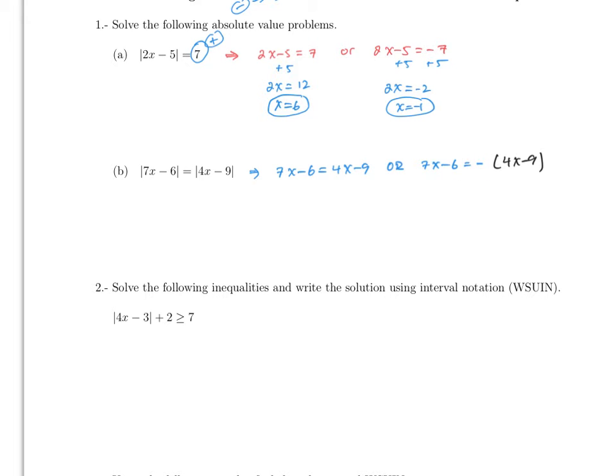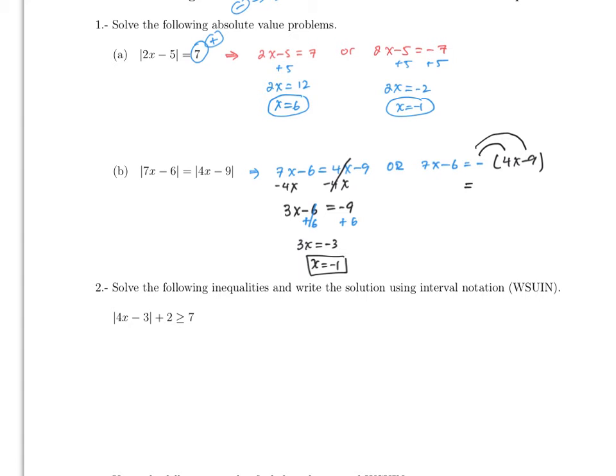So then just put the x's on one side. So notice that this cancels. 7x minus 4x is 3x. Then you have 3x minus 6 equals minus 9. Then this equation is just like the ones we just solved. So you add 6 on both sides. So we get 3x equals minus 3, or x equals minus 1. That's the first solution.